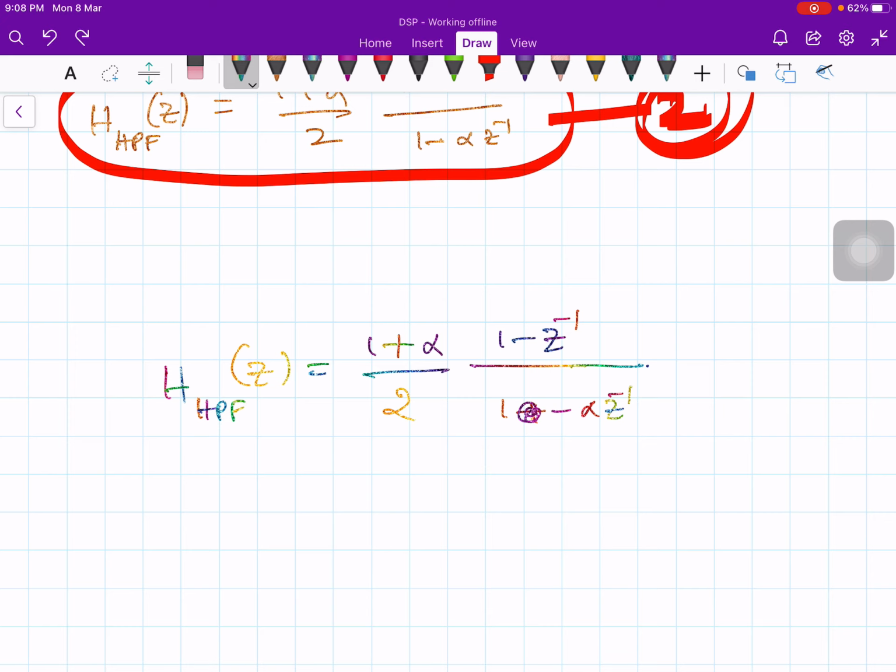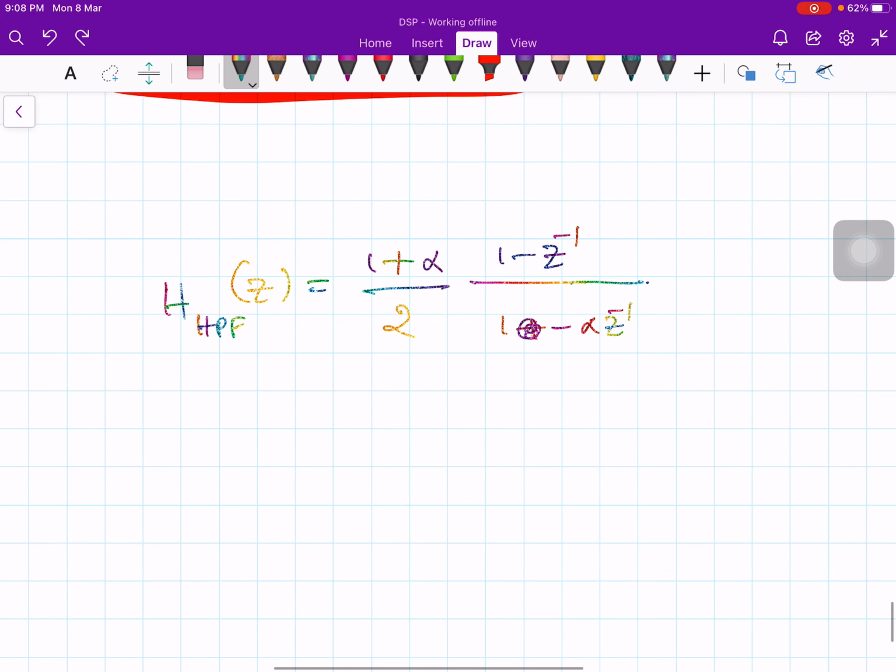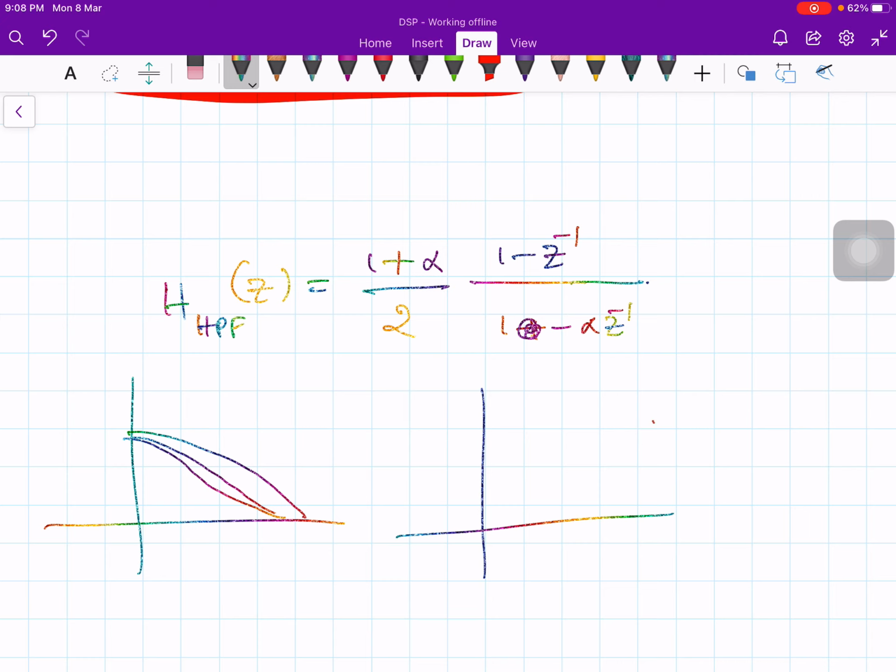Now the magnitude characteristic of H of z versus omega would be just the complement of the low pass filter. For the low pass filter it was like this, right? Like this. I just take the complement of this, then it is going to be like this.